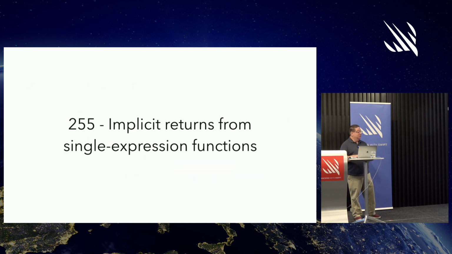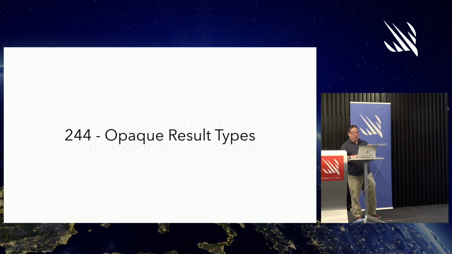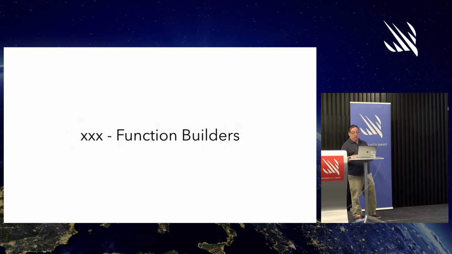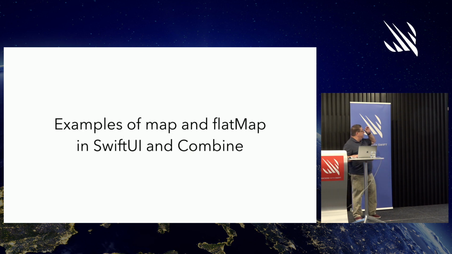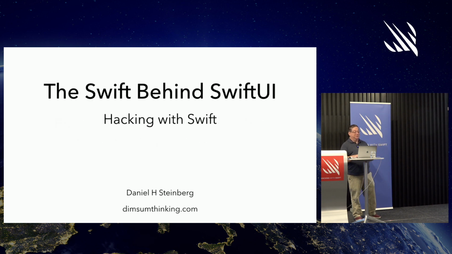Whew. So we saw implicit returns, we saw opaque result types, we saw function builders, we saw property wrappers, and we saw examples of map and flatMap and SwiftUI and Combine, and now we get to see lunch. Thank you.